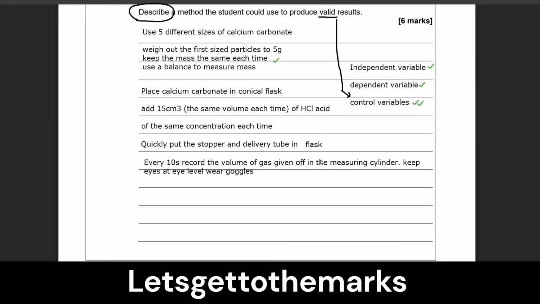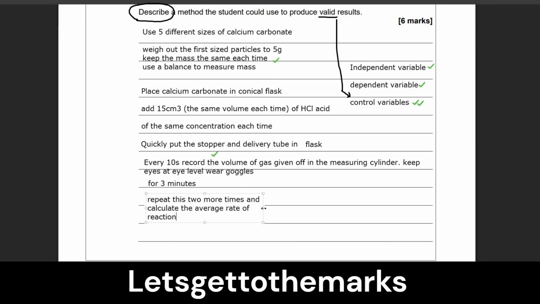This is my dependent variable. I've explained what I'm doing. This is how I'm going to measure the rate of reaction. And that's what I need to do until the reaction stops, or I could say for 5 minutes or for 3 minutes. So every 10 seconds, record the volume of gas given off, and I'm going to do that for 3 minutes. Now I'm going to record my results, and then I'm going to repeat this 2 more times and calculate the average rate of reaction.